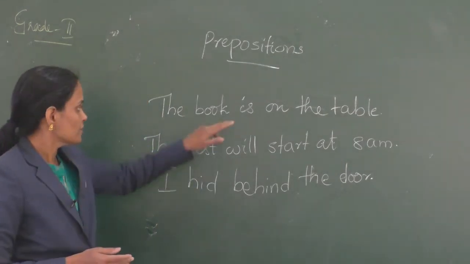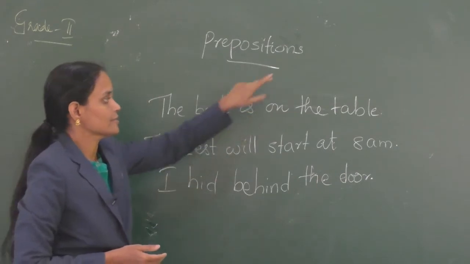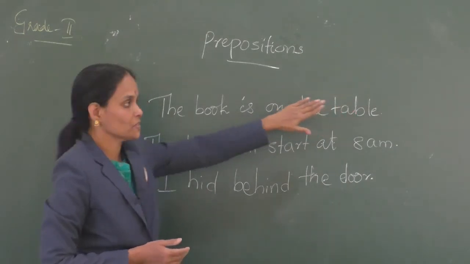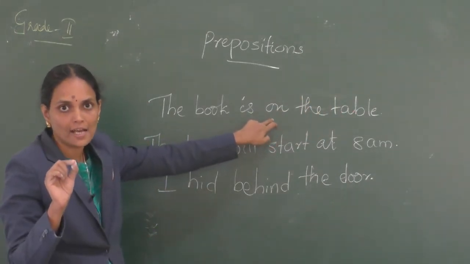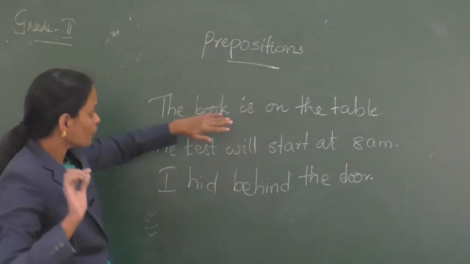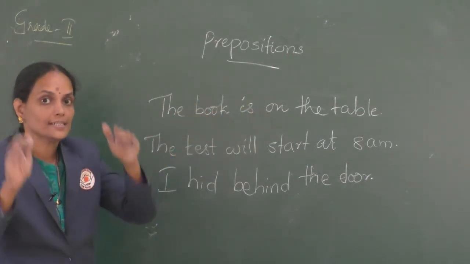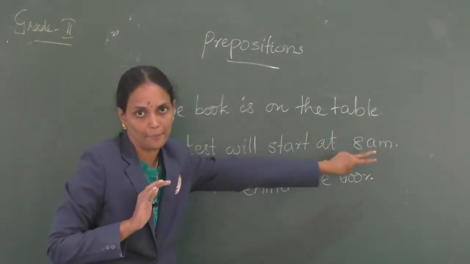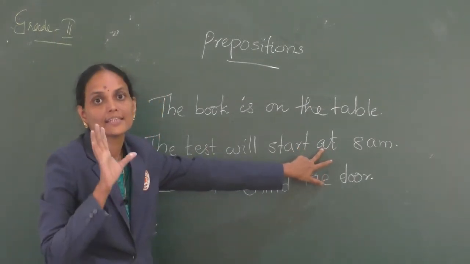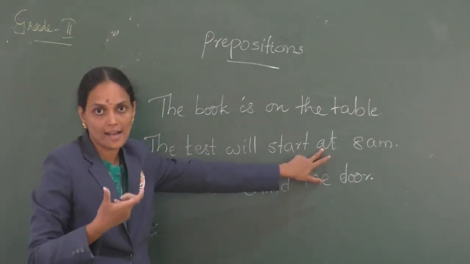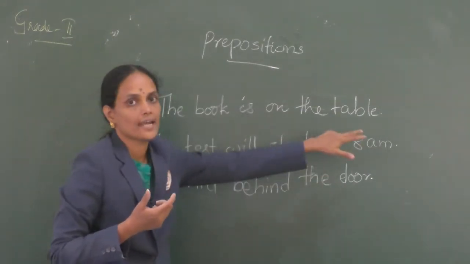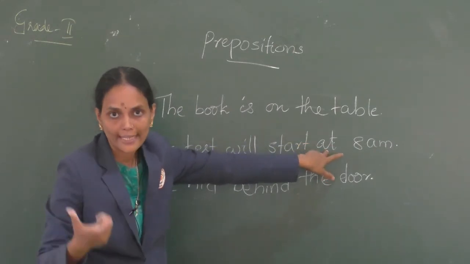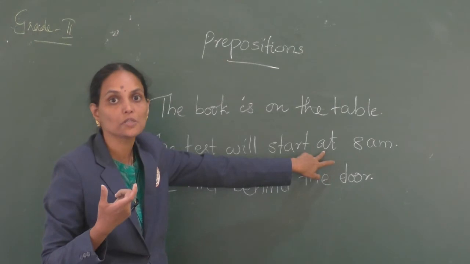Let's take the first sentence given here. The book is on the table. Where is the book? On the table. So the word on indicates the location or the place or the position of the book. Where is it kept? It is placed on the table. Second one, the test will start at 8 a.m. At indicates the time. When will the test start? The test will start at 8 a.m. Again, at indicates time of an action. At is the preposition used here.